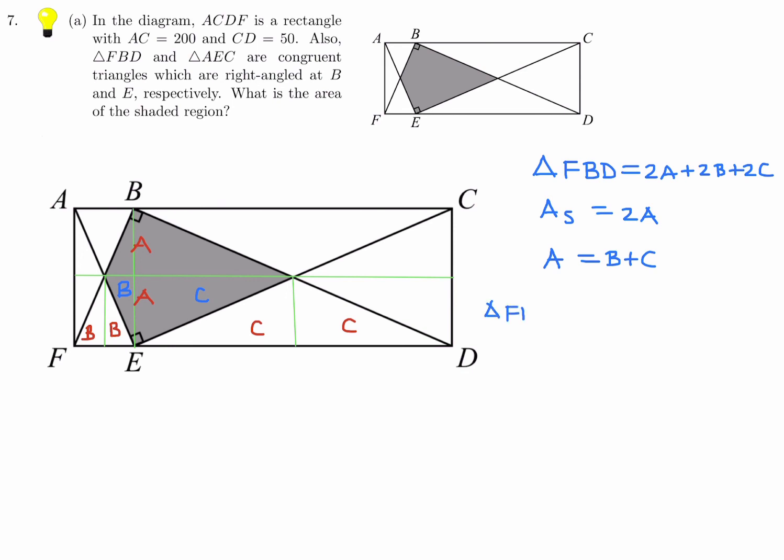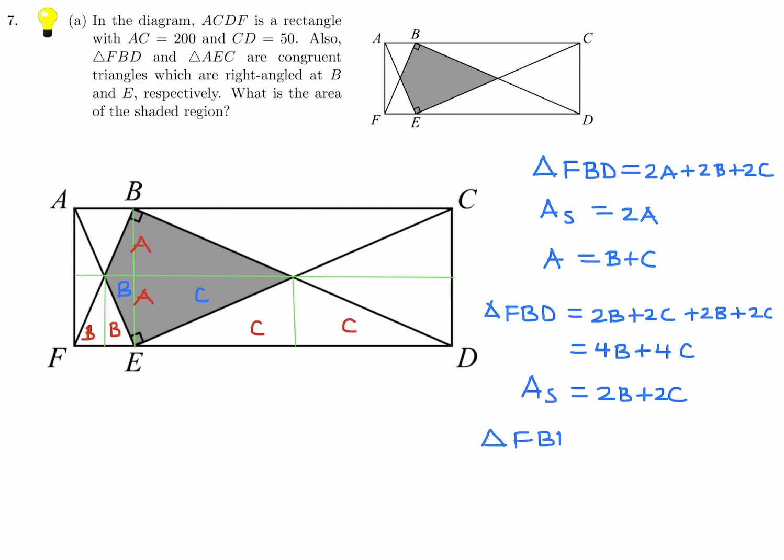So first let's do it for triangle FBD, that A is equal to B plus C. So when you substitute it in, you get 2b plus 2c, and then we have 2b plus 2c. And that becomes 4b plus 4c. When you substitute it there, the area of the shaded region is 2b plus 2c. Well, that looks very similar. Basically, it looks like that the area of FBD is equal to 2 times the area of the shaded region.